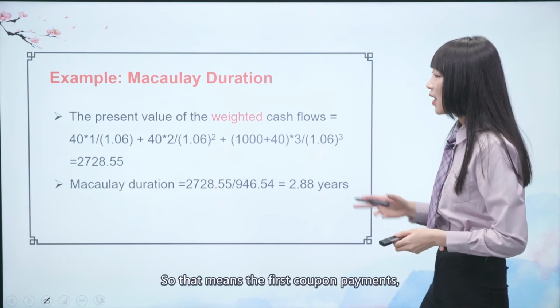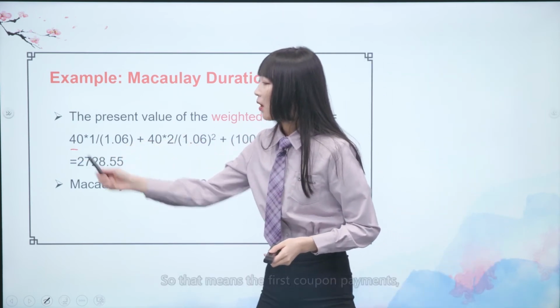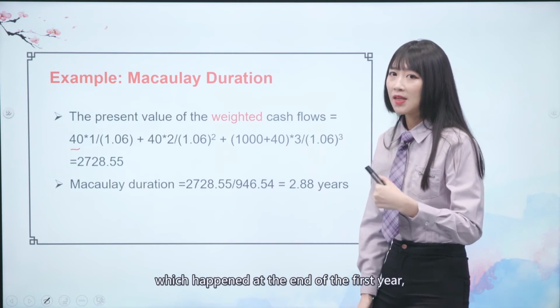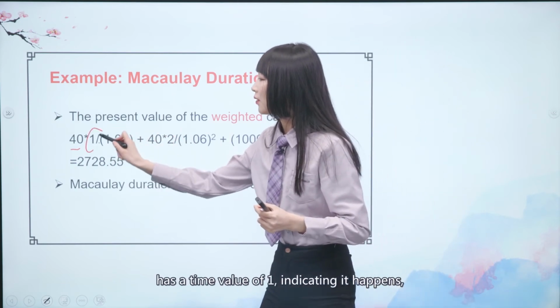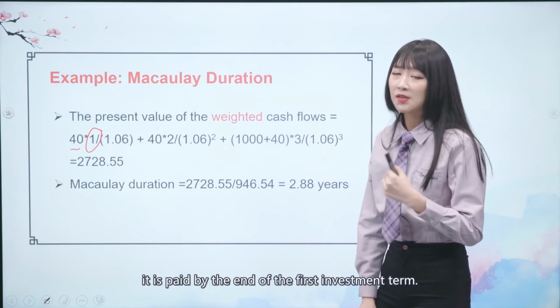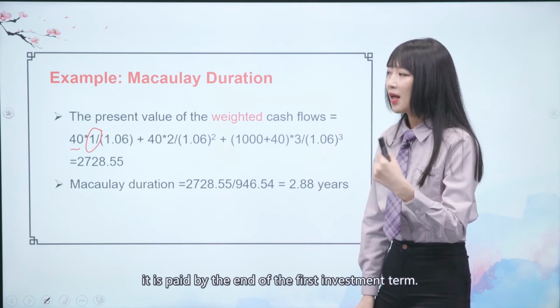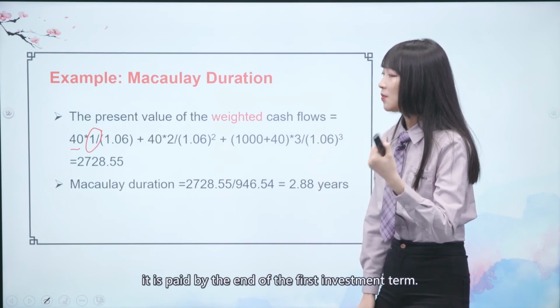So that means the first coupon payment, which happened at the end of the first year, has a time value of 1, indicating it is paid by the end of the first investment term.